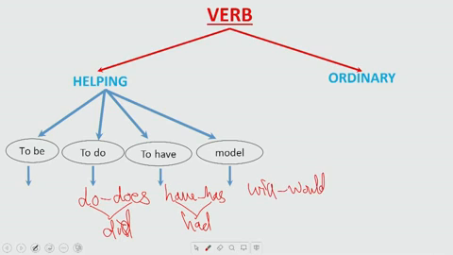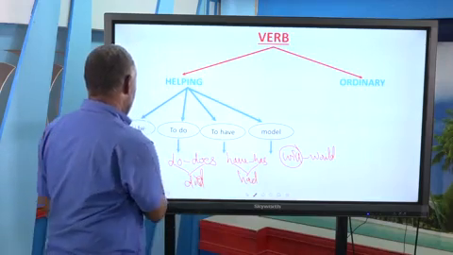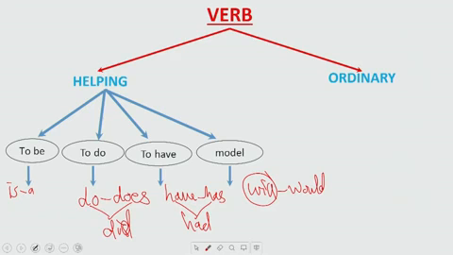But here I want this only to teach you tenses. We use will. Again, verb to be is is, am, and are. The past of is and am is was. The past of are is were. Okay, these are the helping verbs: verb to be, verb to do, verb to have, and modals.